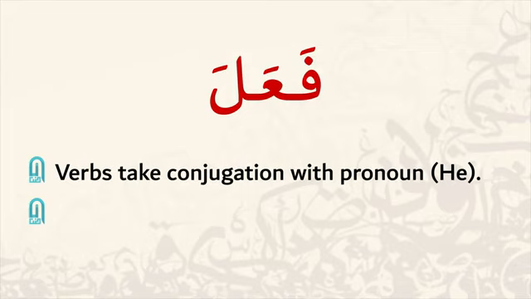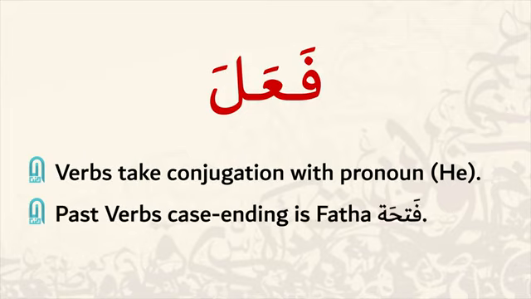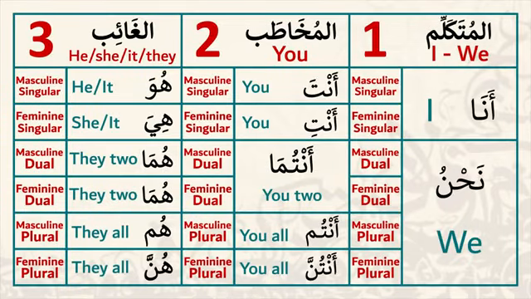Another note about past verbs. The case ending, which is a vowel of the last letter, is fatha by default here. But this case ending might change to sukun or dhammah during the conjugation process. Now, let's go back to the pronouns table we introduced in lesson 4 of this course. We have 3 persons as we know. First person, mutakallim, second person, mukhatab, and third person, ghaib. And each one of them is classified into 6 levels considering number and gender.